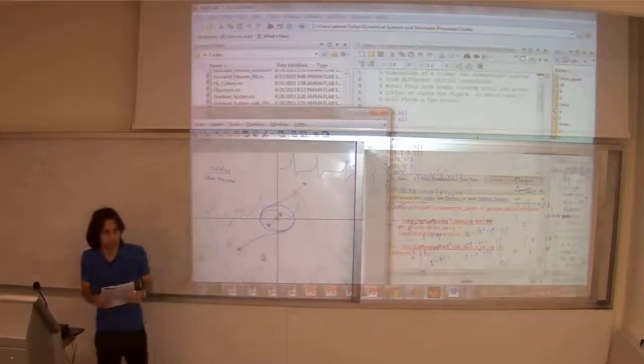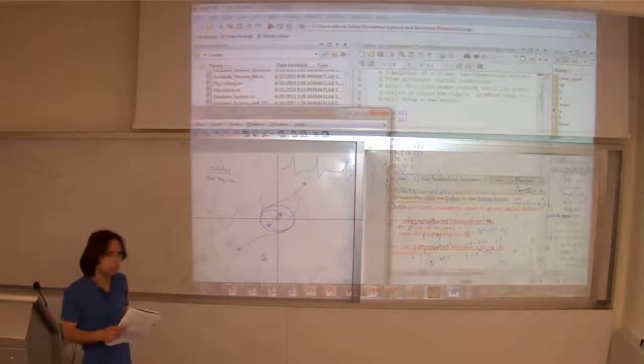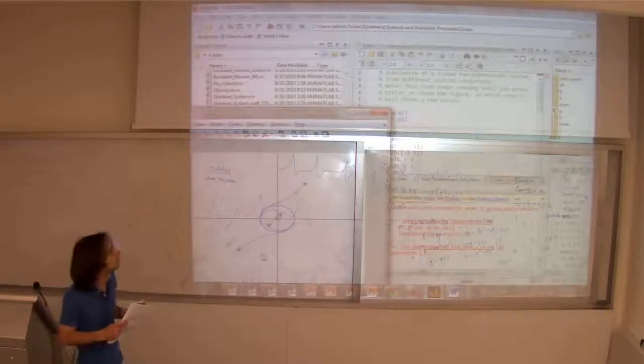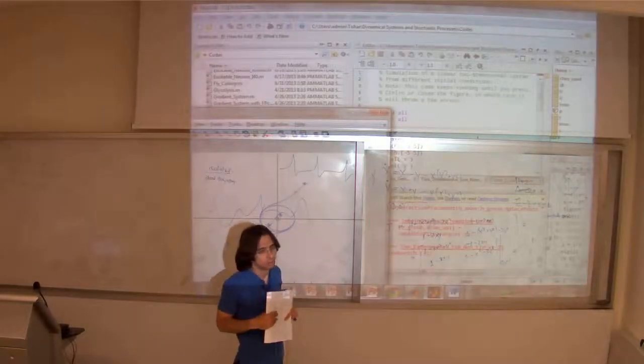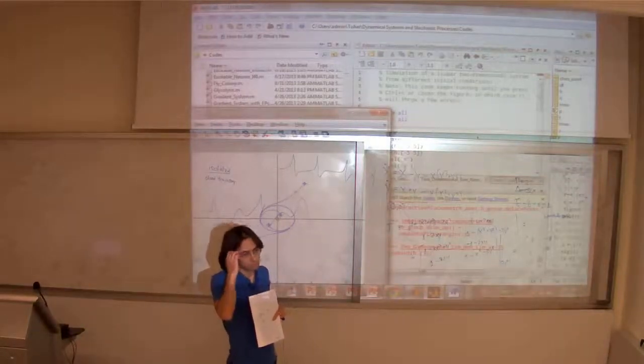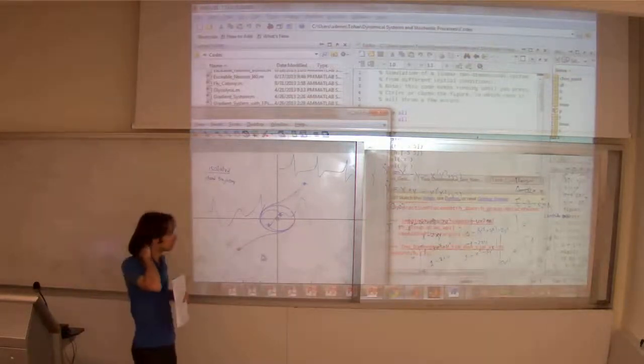Another question. I guess from the eigenvalues we can know that we get a spiral, right? So how come it doesn't stay a spiral? Because we are passing the fixed point.